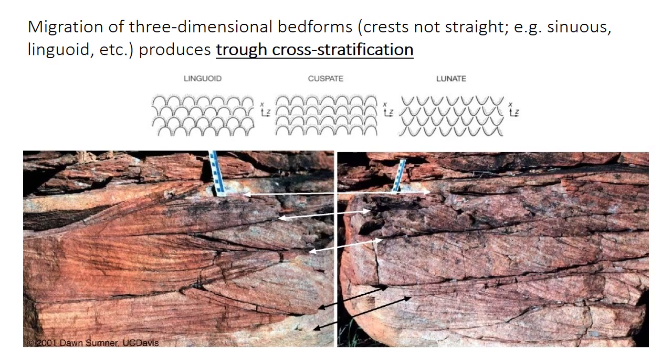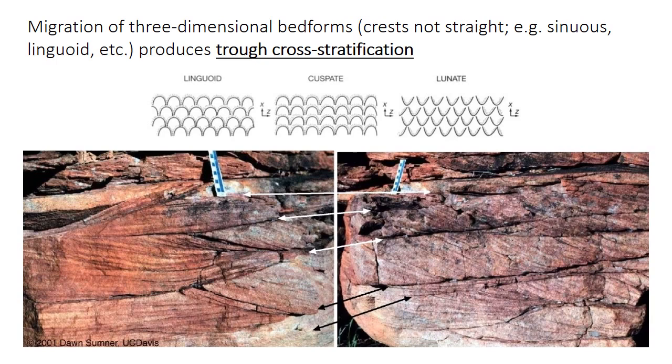Migration of 3D bed forms produces something called trough cross-stratification. There still are angled or inclined foreset beds, shown on the right-hand photo here, but they aren't part of planar surfaces like in the planar cross-stratification. Instead, they are separated by these scooped-out troughs that have various shapes depending on the shape of the bed form. The left photo shows the end-on view of these troughs.